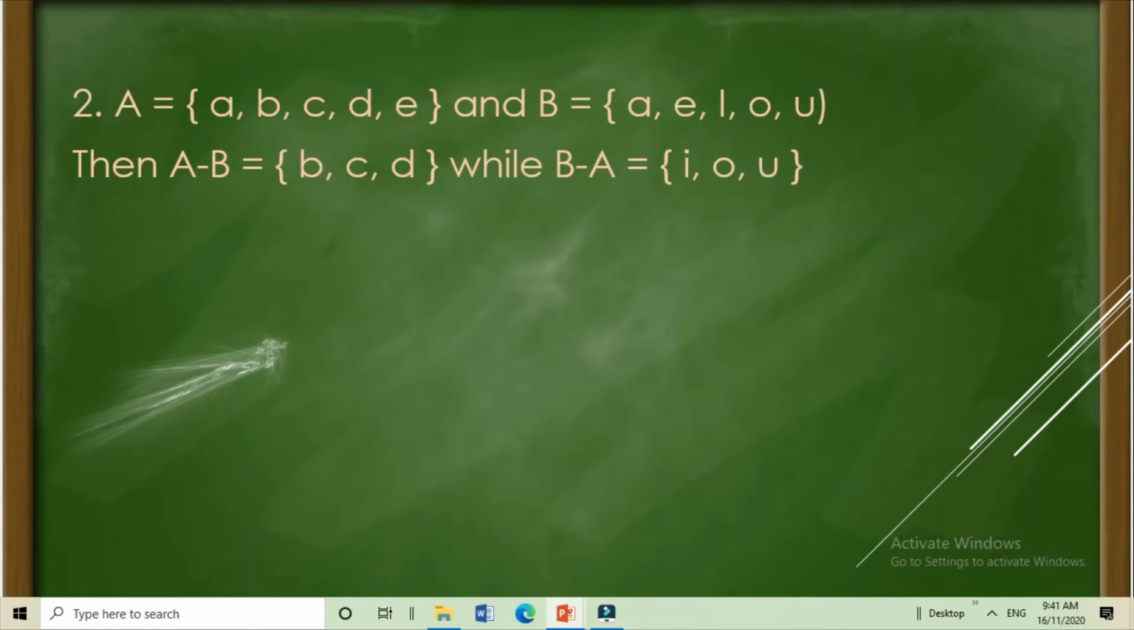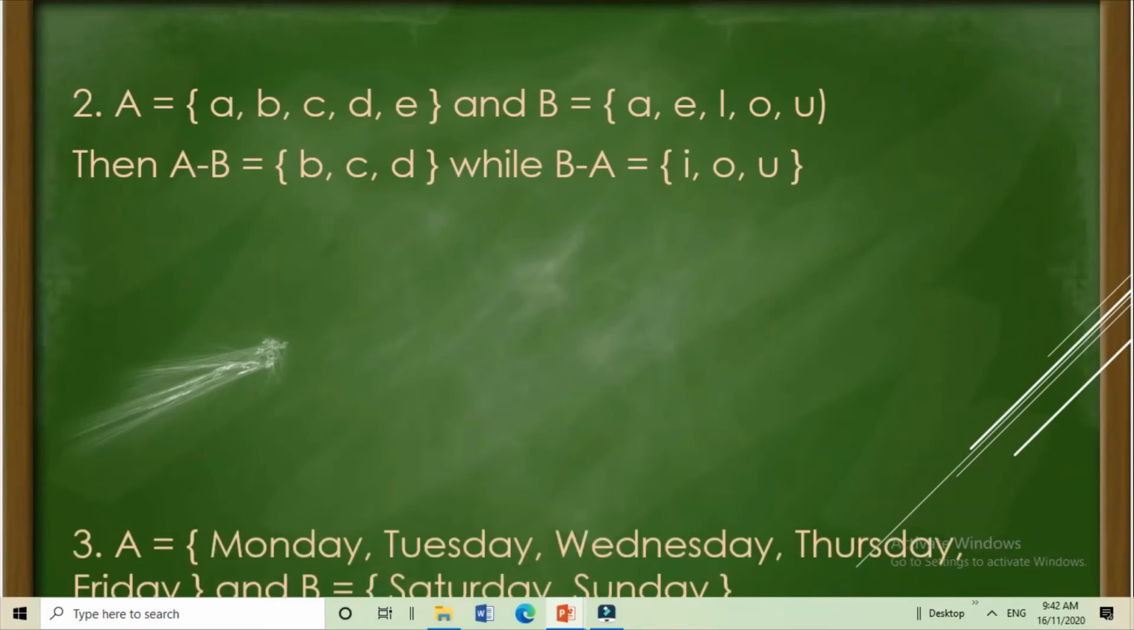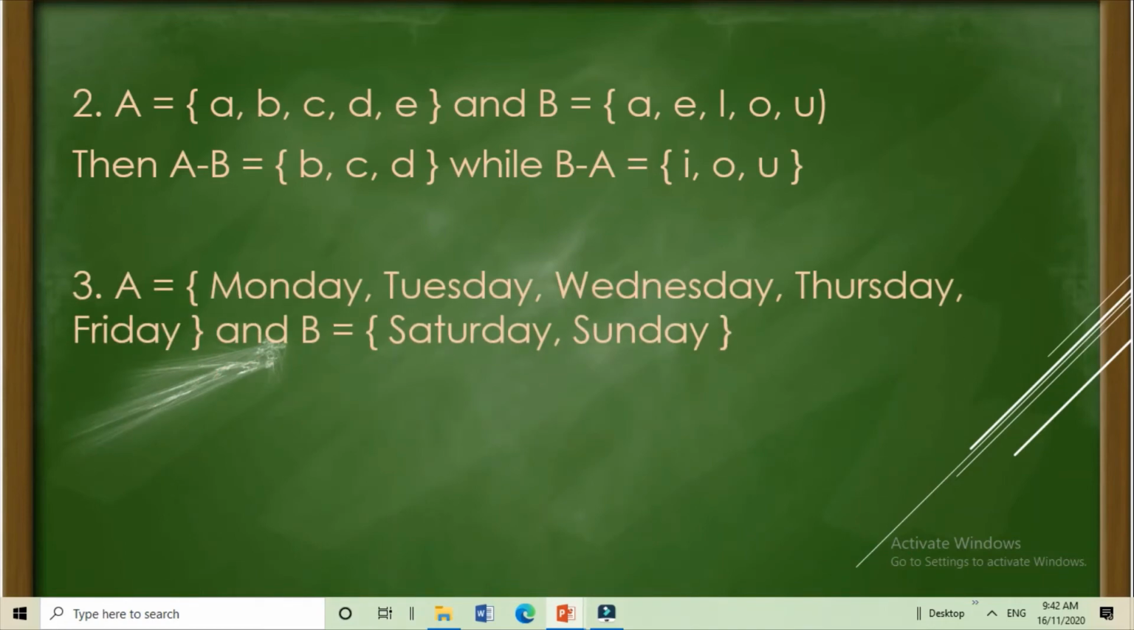So, unang sagot yon. Element O, wala siya sa set A. Another sagot. Element U, wala siya sa set A. Another one. Therefore, the difference between set B and set A is equal to the elements I, O, and U.